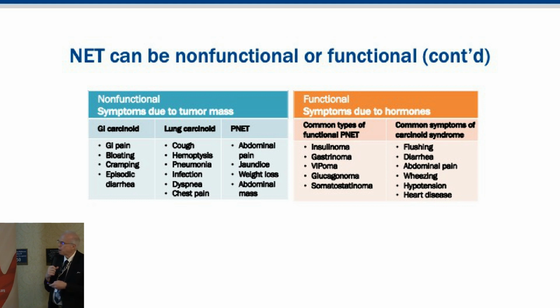Lung carcinoids: cough, hemoptysis, pneumonia, infection, dyspnea, chest pain. That could be pulmonary embolism, something. It could be just community-acquired infection. So when someone comes in with those symptoms, a nodule has to be evaluated. Pancreatic primaries: abdominal pain, jaundice, weight loss, abdominal mass. And then we look at some of the functional aspects tied specifically to a hormone that that tumor may be secreting.